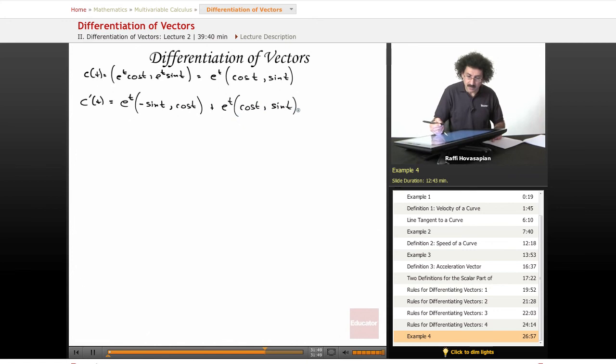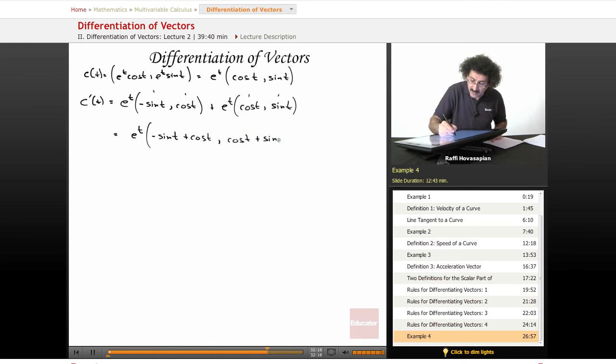There you go. So now, when I add these, I can go ahead and actually add them because E of t is in both. It actually becomes E of t, and I'm going to write minus sine t plus cosine t. I'm going to add this component and this component. Now I'm going to add this component and this component. Cosine t plus sine t. That's it. So that's c prime of t.